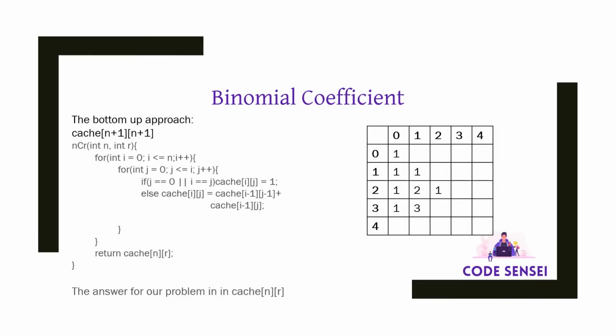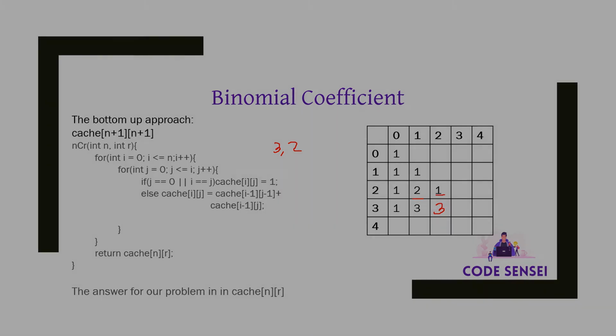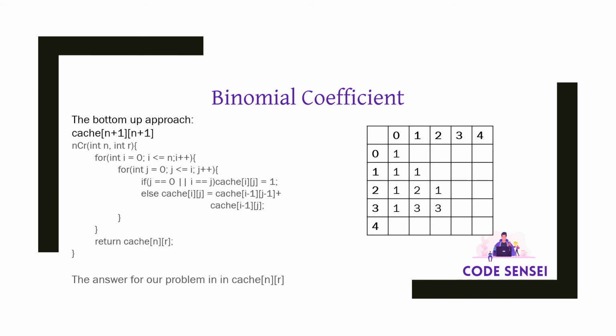And then we are going to find the value of 3 comma 2. It's going to be the sum of 2 comma 1 and 2 comma 2. It's going to be 2 plus 1, which is 3 again. And then we are going to find the value for 3 comma 3. What is going to be the value for 3 comma 3? We know that it is the base case because n is equal to r. Sorry, in these terms it's j equals i. So the value here should be 1.